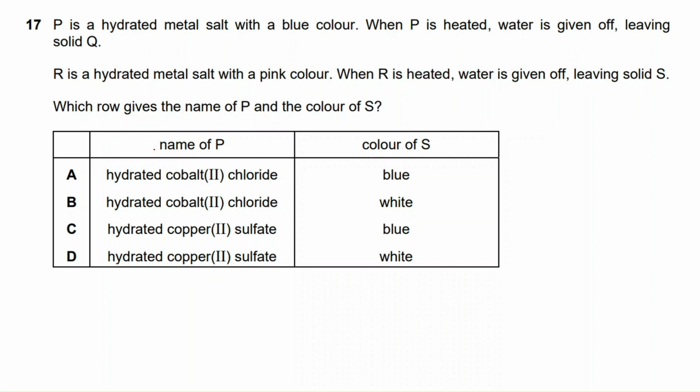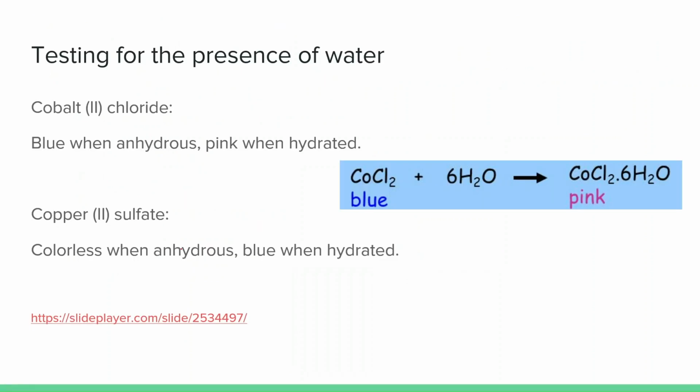So P is a hydrated metal salt with a blue color. So the first thing is that it's hydrated and it has a blue color, so it's probably going to be copper 2 sulfate.